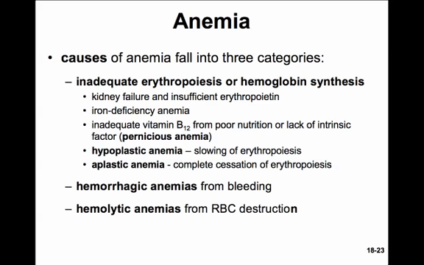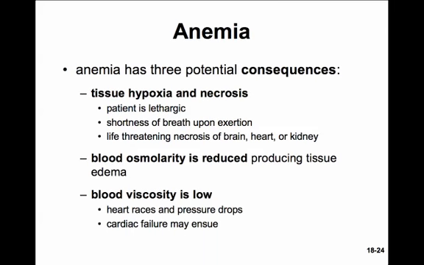And then hypoplastic anemia, which is where we just see erythropoiesis slowing for some reason, or aplastic, which means complete cessation of erythropoiesis. There's also hemorrhagic anemias that result from bleeding, loss of red blood cells and thus oxygen carrying capacity because of a big bleed, or hemolytic anemias, which are from red blood cell destruction.